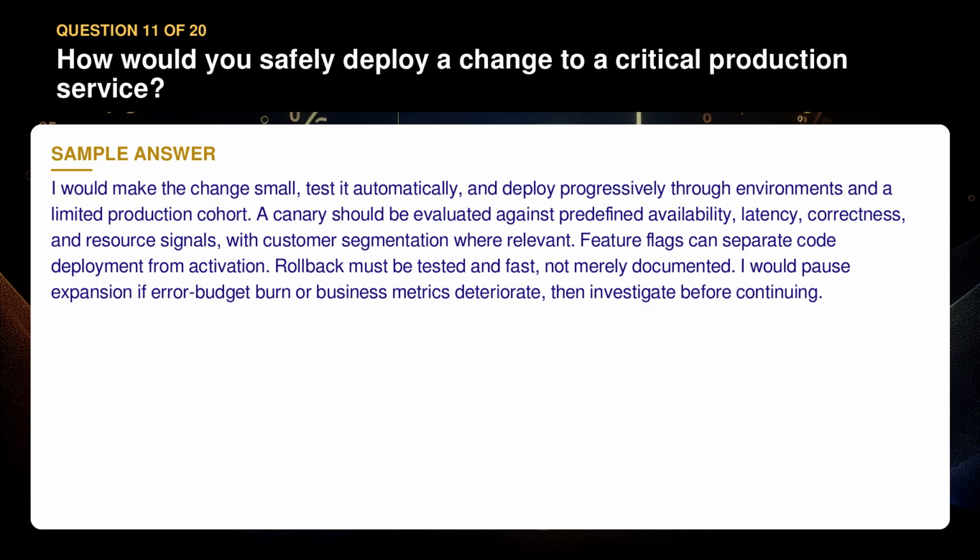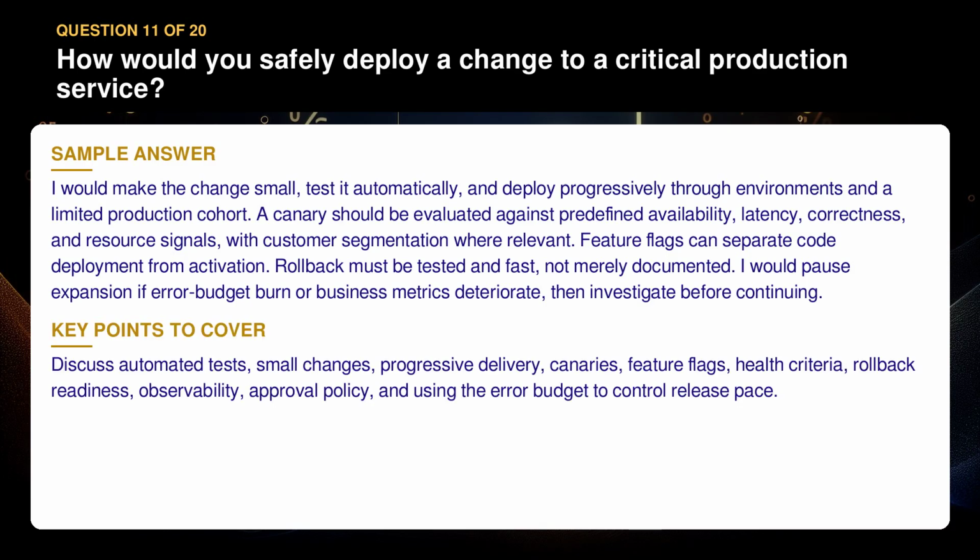Feature flags can separate code deployment from activation. Rollback must be tested and fast, not merely documented. I would pause expansion if error, budget burn, or business metrics deteriorate, then investigate before continuing. Discuss automated tests, small changes, progressive delivery, canaries, feature flags, health criteria, rollback readiness, observability, approval policy, and using the error budget to control release pace.